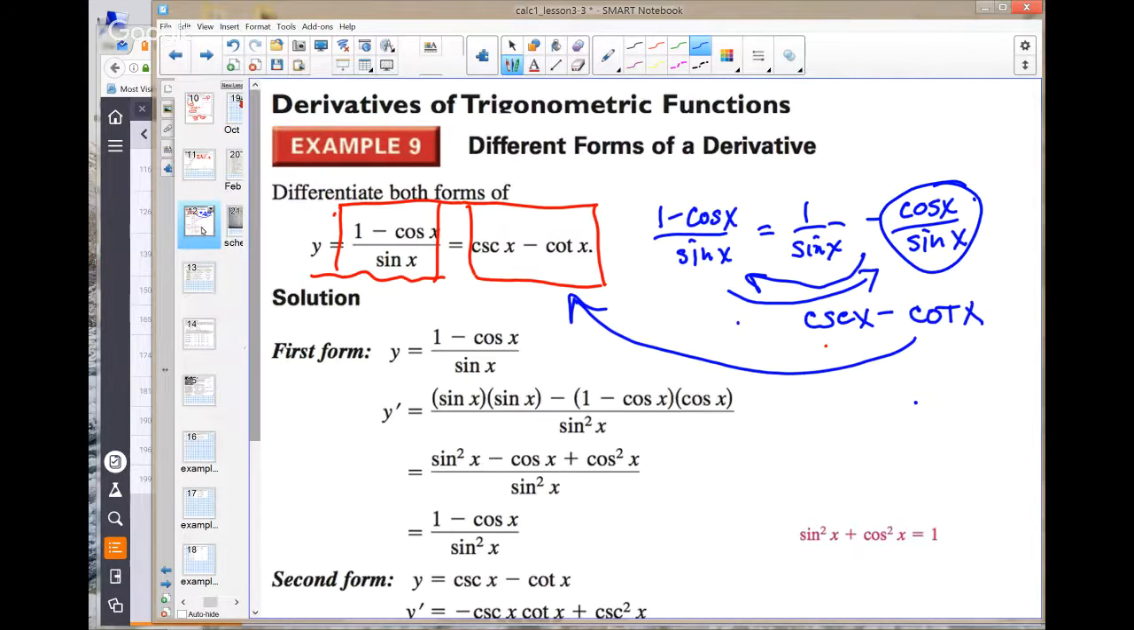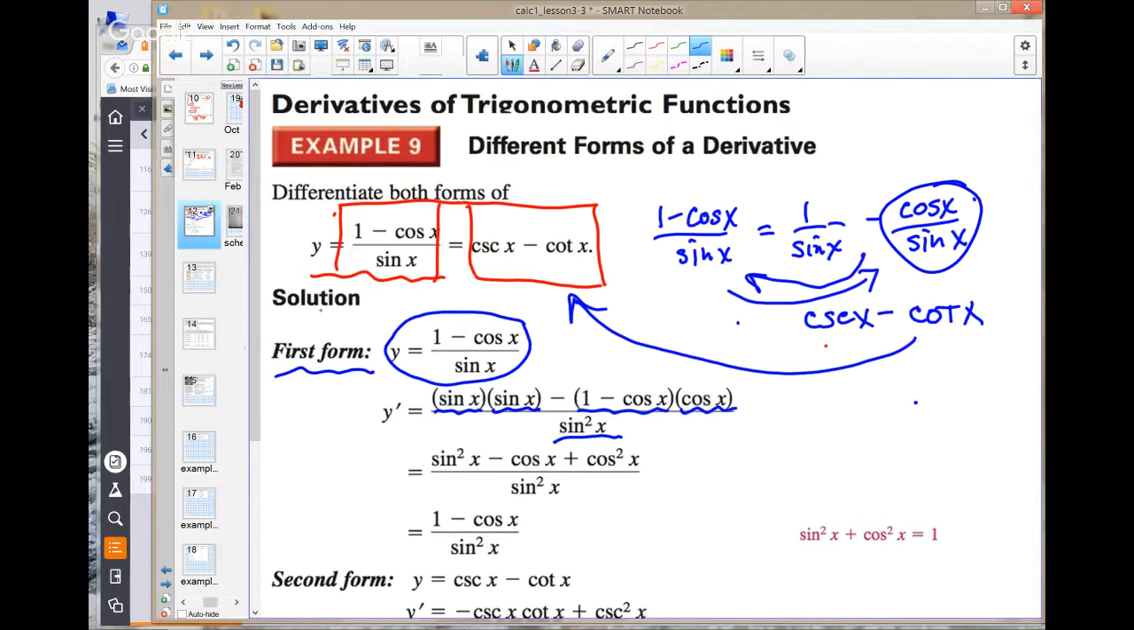So here's what they're doing. They're saying, let's do it on the left first. That's what they mean by the first form. So take the derivative of this guy right here. Quotient rule. Denominator times derivative of numerator. You agree with that? Well, the derivative of 1 is 0. The derivative of cosine is minus the sine. So what's the derivative of minus the cosine? Positive the sine. So one more time, denominator times derivative of numerator minus numerator times derivative of denominator, all over denominator squared.